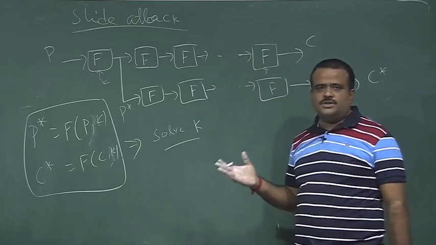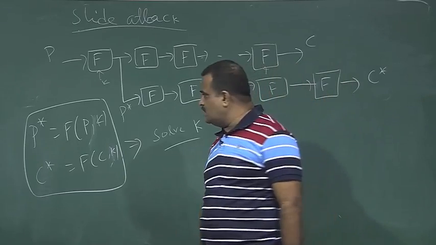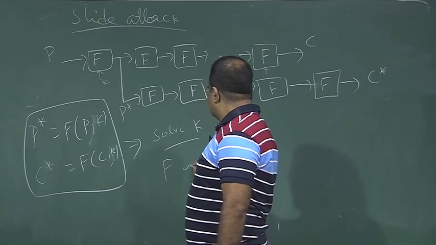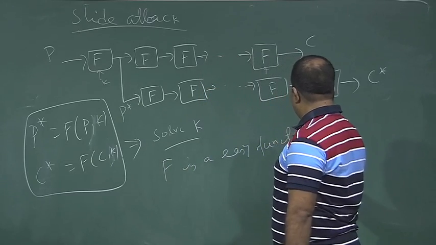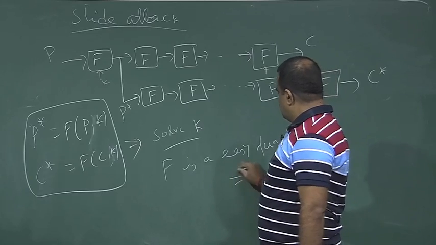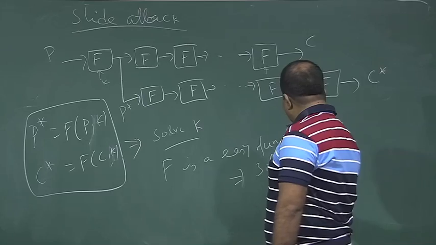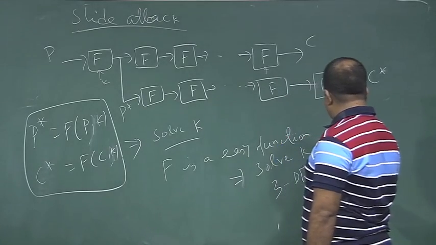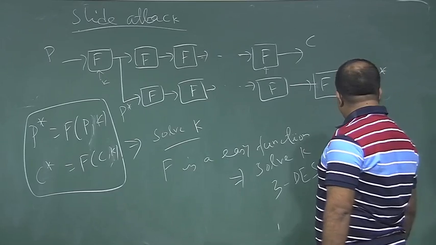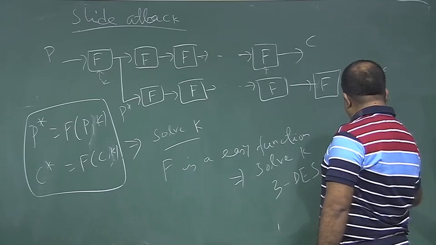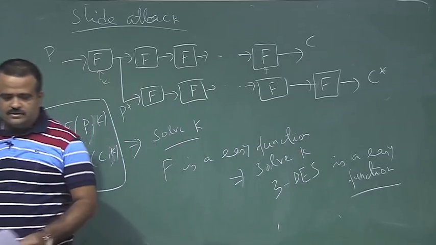If we have this equation, we can solve for k. It is not always possible to get the solution. If this F is an easy function, then we can solve for k from this. One example of an easy function is 3-round DES. They applied the slide attack on 3-round DES, that is, reduced-round DES. Okay, so, thank you.